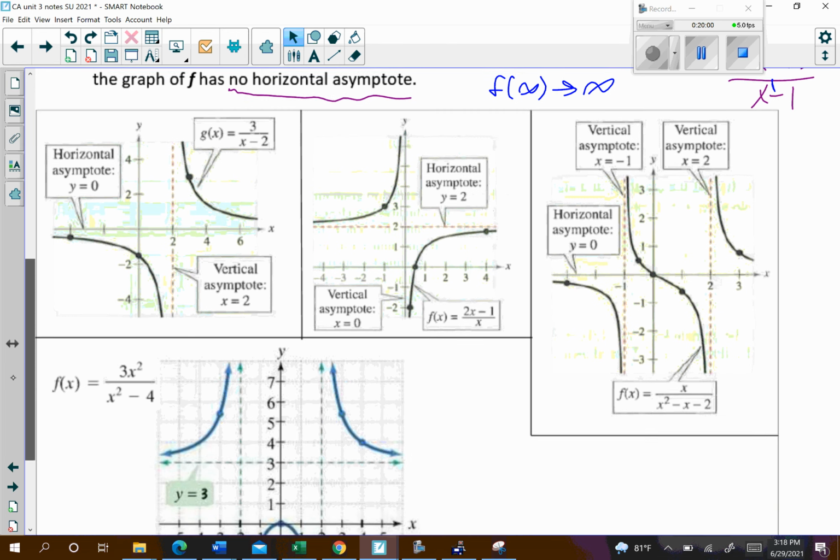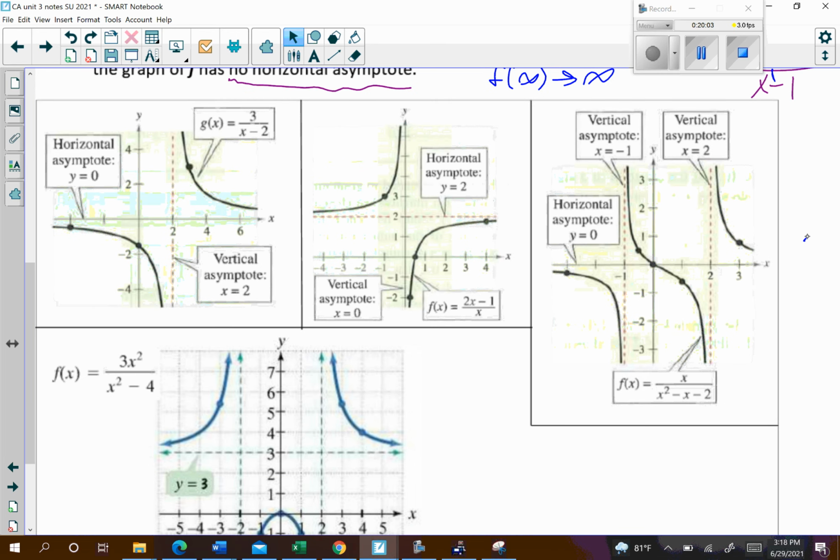These are already done for us, but this is helpful. We don't want to jump right in and start graphing them. We can examine the equation and see where everything comes from. So if we look at our first one, we have g of x is equal to 3 divided by x minus 2. The vertical asymptote is at x equals 2, because that's the restricted value. You can't plug that in, you would divide by 0. That's where that comes from.